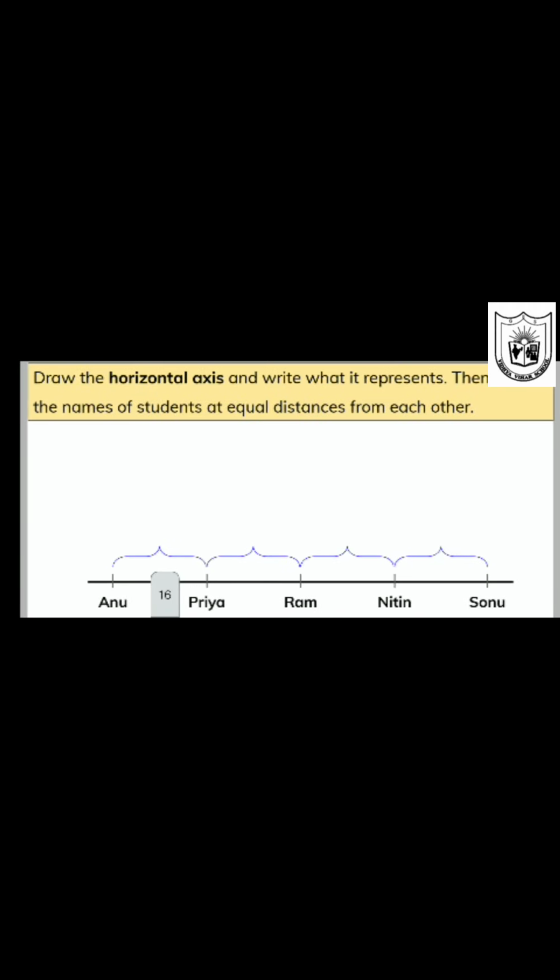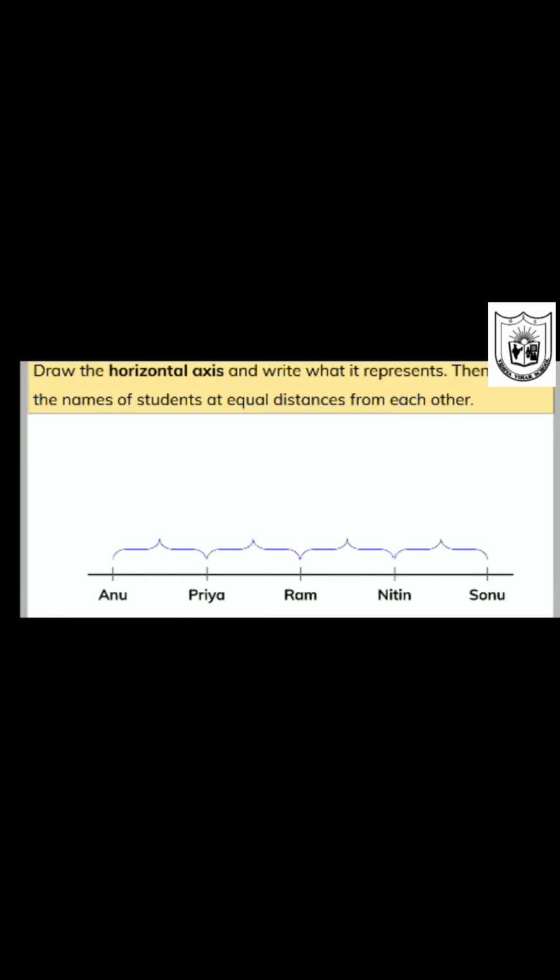Step 1. Draw the horizontal axis and write what it represents. Then write the names of students at equal distance from each other, like how it is shown. See here, you draw a horizontal axis, one line, and write what it represents. For example, names like this. Then write the names of students at equal distance. See, there is an equal distance in between the names.